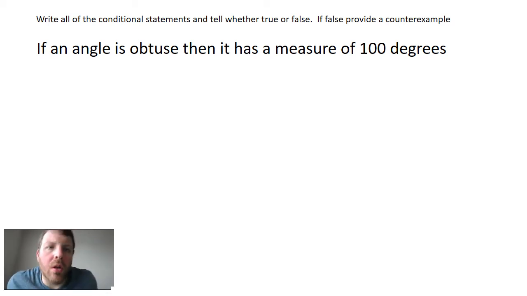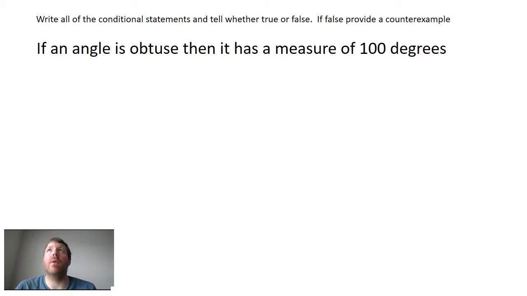All right, so today we're going to look at writing all the conditional statements and tell them whether they're true or false. If they are false, we're going to provide a counterexample for each of them. All right, so let's look at this statement. It says, if an angle is obtuse, then it has a measure of 100 degrees.